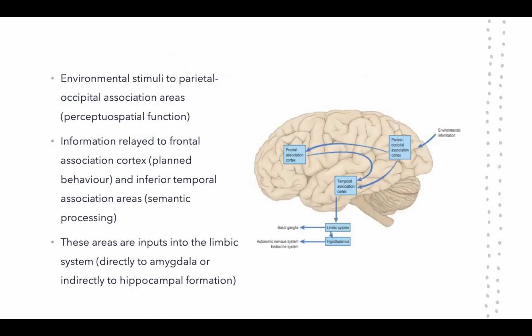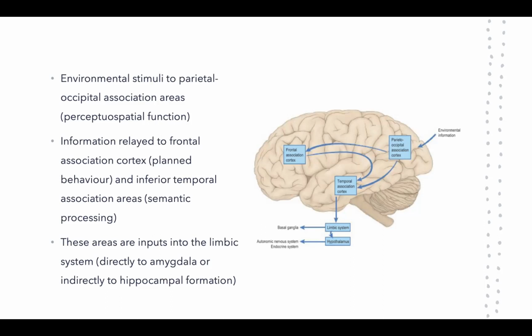So I want to talk to you about a very important circuit of how this interlink is happening between our memories, our emotions, and our behaviors. First, we get our environmental information through various senses in our body, from sight, from smell, from taste. And this goes through our parieto-occipital association area, which is involved with perceptual spatial function, so analyzing the information around us. This can then go into two different areas. It can get relayed to the frontal association cortex, where it's involved with planned behaviors, so planning what we're going to do with this information and our next actions.